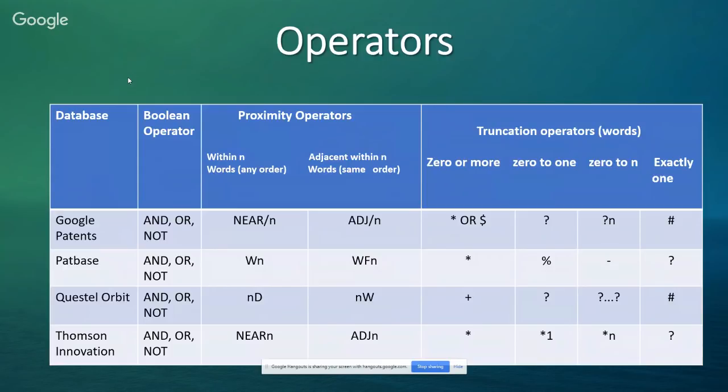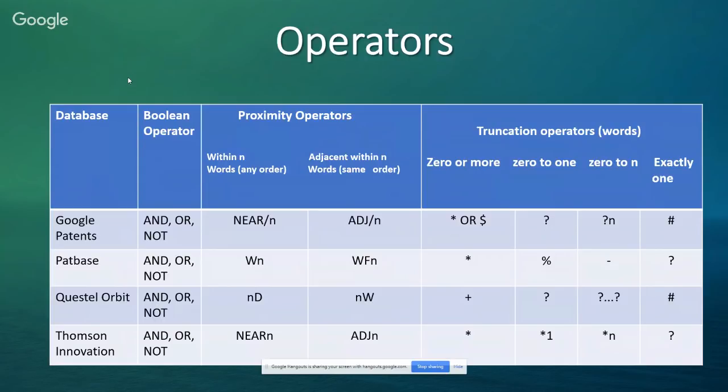And the next one is the truncation operator, but I'll not get into the details of the other proximity operators that are used in different databases. But pretty much the logic is the same across different operators. Moving on to the truncation operators. So truncation operators are usually used to look for words stemming from a base word.